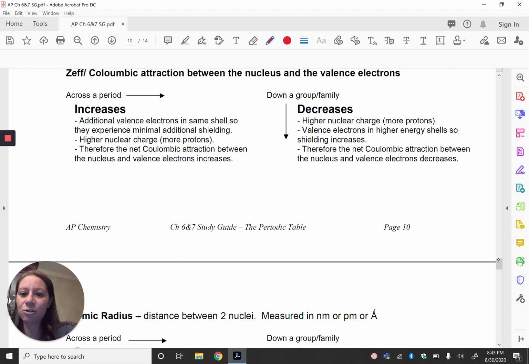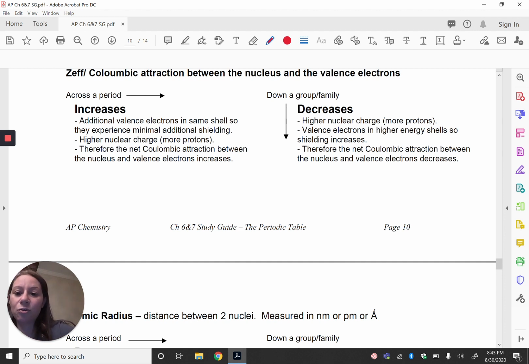Additional valence electrons are in the same shell, so they experience minimal additional shielding. The extra shielding is very little, is what this is saying. At the same time, you have higher nuclear charge, you have more protons, and so the net attraction would get stronger. Now let's look as you go down a group.